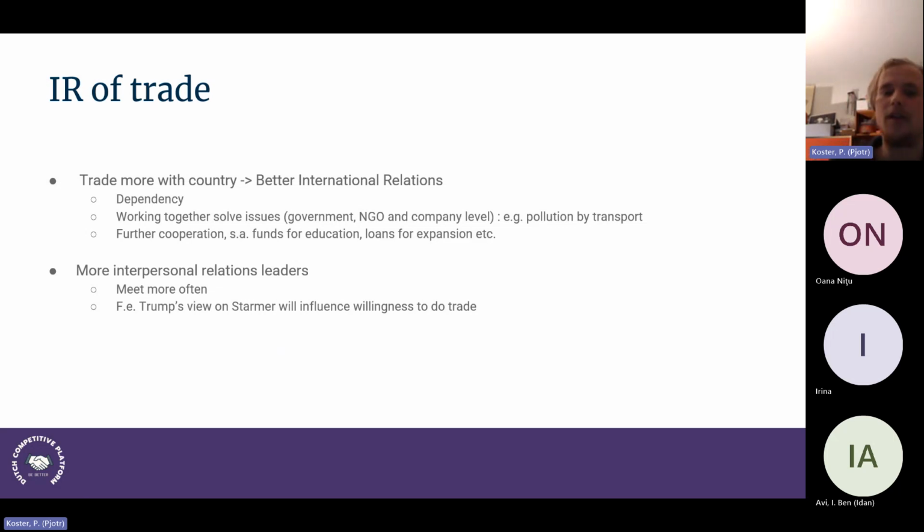So you're going to work these issues out. It's going to be on a government level, maybe also on a company level or an NGO level, where you might have sectors coming together and say, here are all these issues that we currently have. How are we going to try to solve this? And then you're going to try to make it better and solve a lot of these issues.